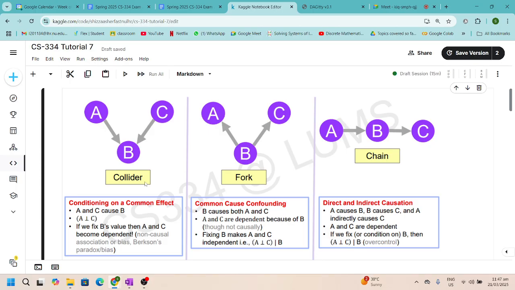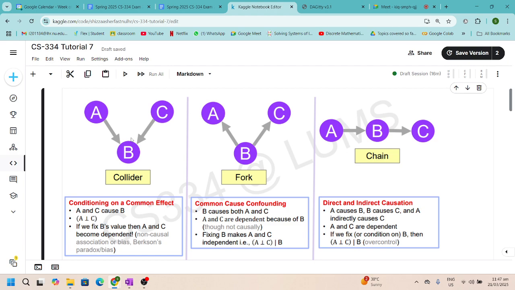Then thirdly, you have a collider. A fork, by the way, is a common cause. If I say that B is a fork in this structure, so I mean to say that B is a common cause of both A and C. In a collider, B is a common effect of A and C. So ये difference बहुत important है. A common cause versus a common effect. So in a collider, B is a common effect of A and C. That means A causes B and C causes B as well.